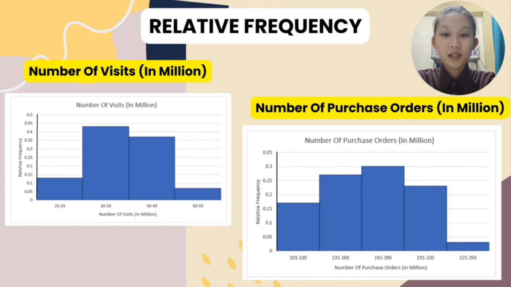Besides that, these are the histograms that represent the relative frequency for the number of visits and number of purchase orders in million. Both of the histograms are positively skewed, as the data form a long and narrow tail to the right, which is increasing in degrees.